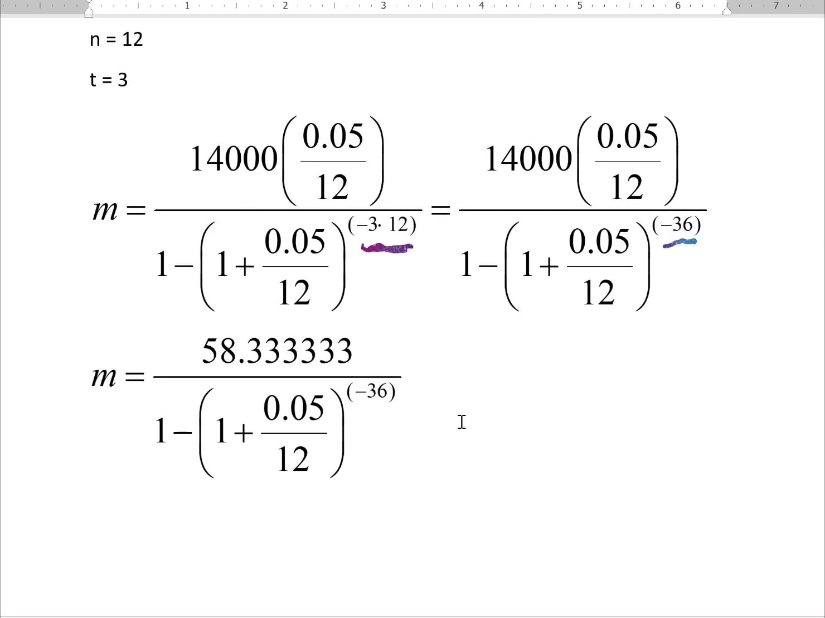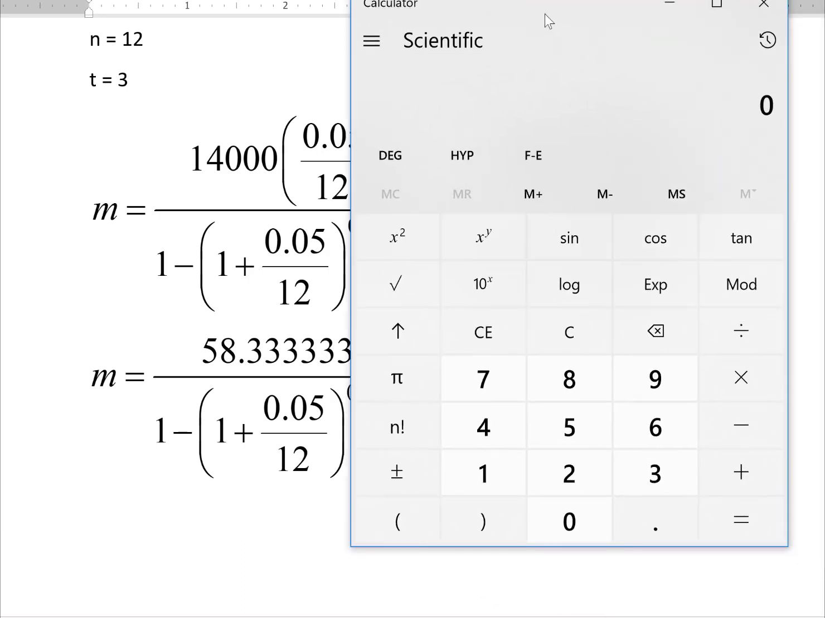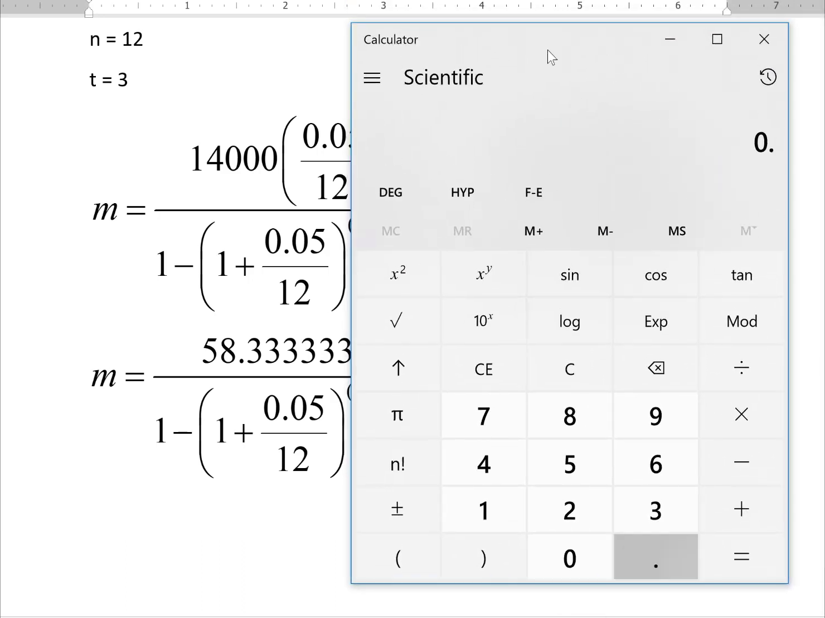And then down below in step 3, I've gone ahead and simplified the numerator, and then I'm going to go ahead and work on the denominator. And I'm going to do the parentheses first. So inside the parentheses, I'm going to take 0.05, and I'm going to divide by 12. I'm going to add 1.